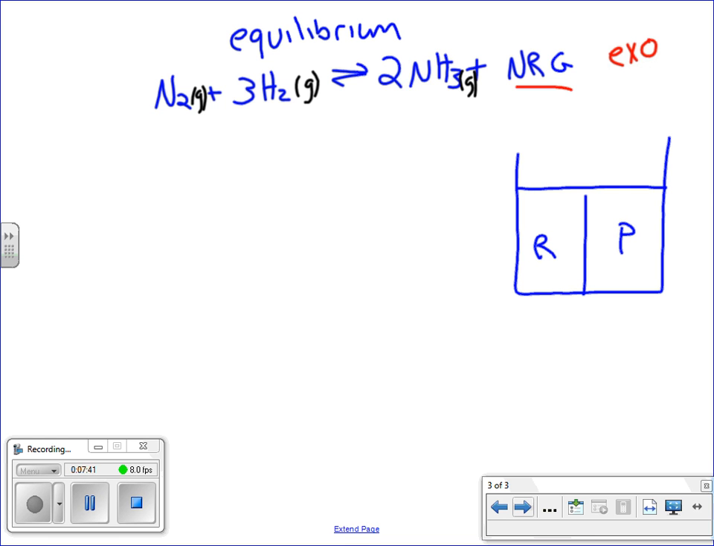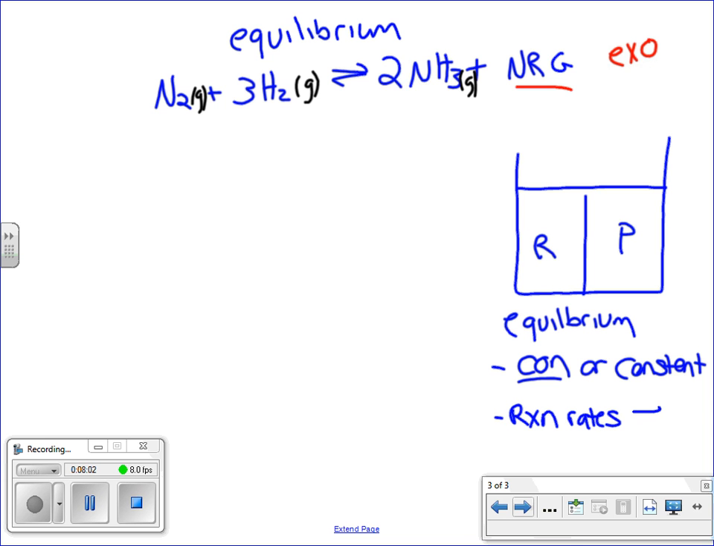This is equilibrium. So at equilibrium, your concentrations are constant and your reaction rates, both forward and reverse, are equal, okay? Concentrations constant, reaction rates equal, okay? That's your definition of equilibrium. Now, let's look at shifting this equilibrium.